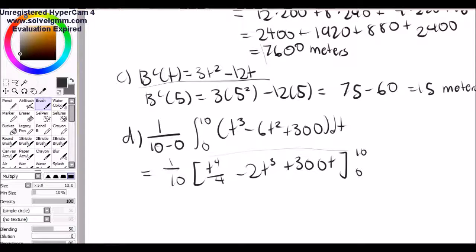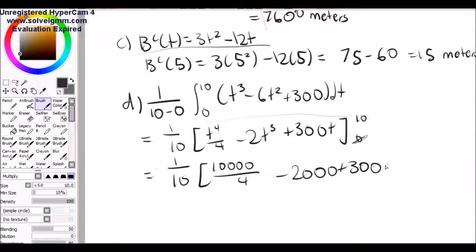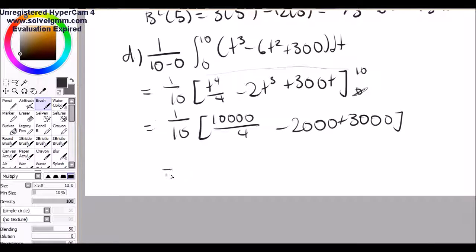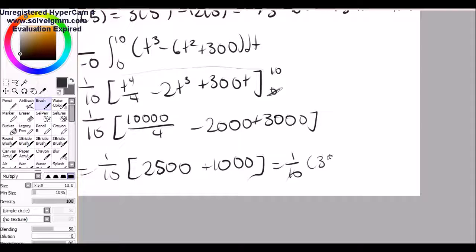Since multiplying by 0 is 0 and subtracting 0 does nothing, we can ignore the lower limit. By plugging in 10, we get 1/10 times (10,000 over 4 minus 2,000 plus 3,000). We simplify once more and get 1/10 times (2,500 plus 1,000), which is 1/10 times 3,500, which is equal to 350 meters per minute.